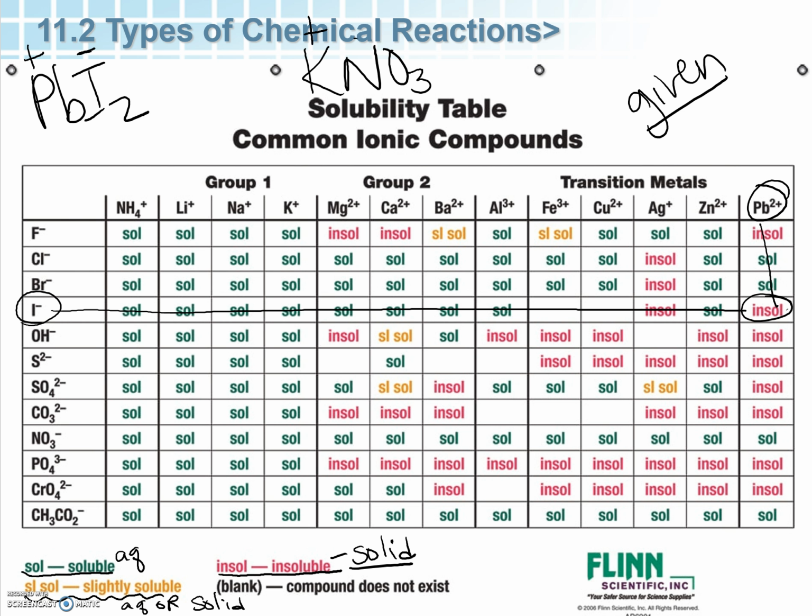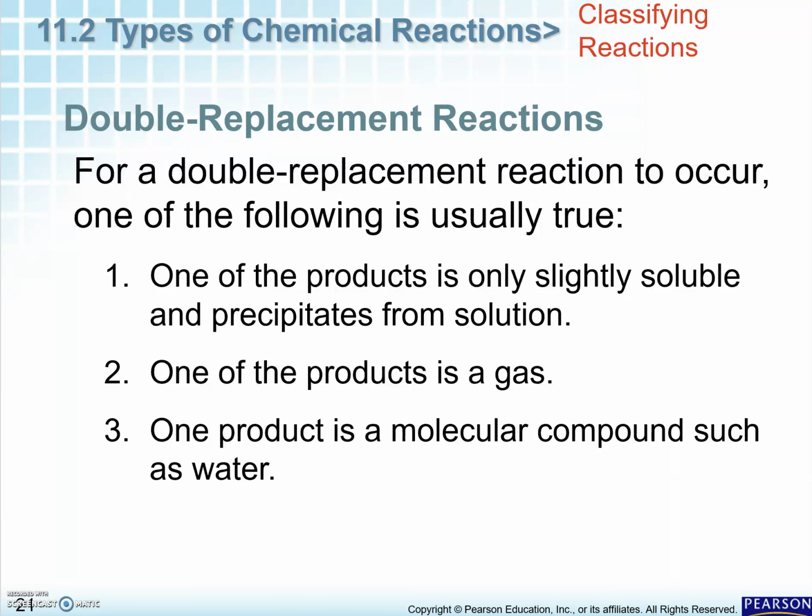So we have our positive and once again our negative. Once again, I'm going to circle my potassium and circle my nitrate. Follow the boxes until they meet. And it says that it is soluble, meaning it is aqueous, just like we found on the last slide.